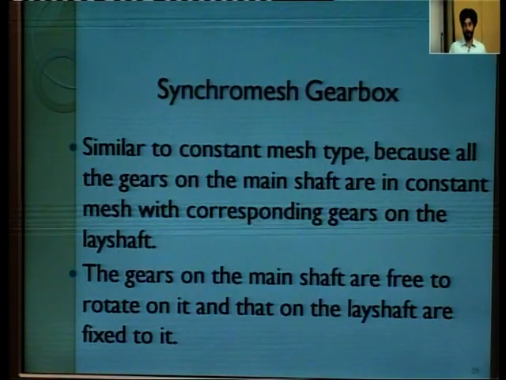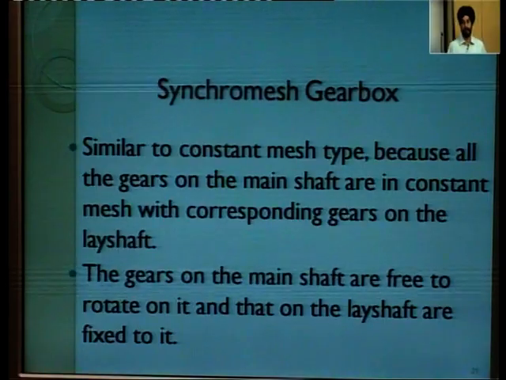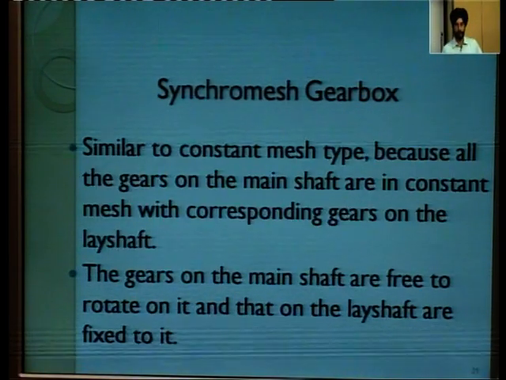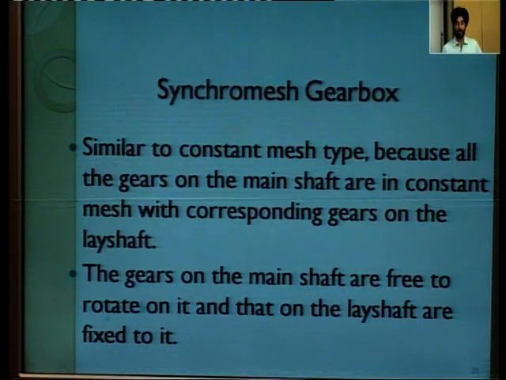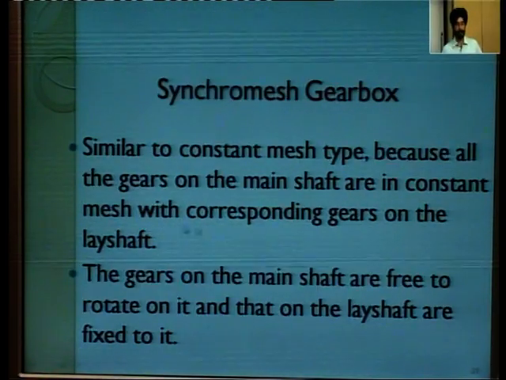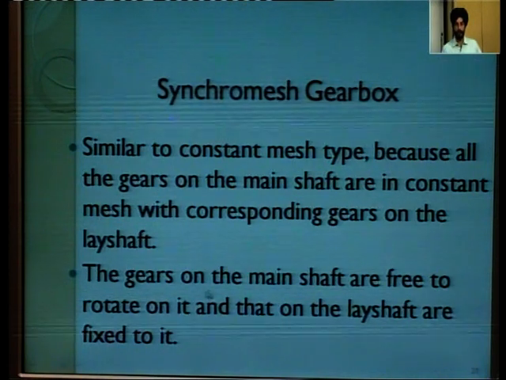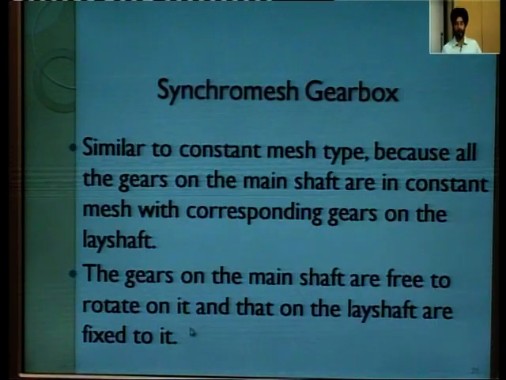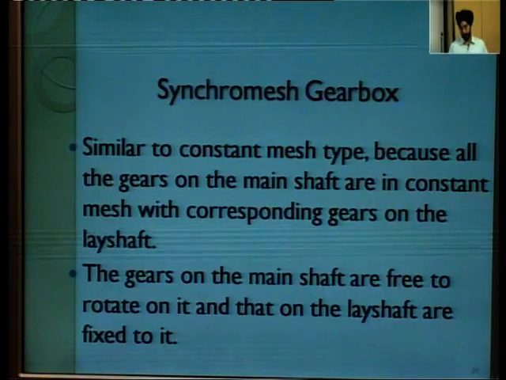Next is the synchromesh gearbox, which is quite improved in comparison to the sliding mesh and constant mesh type gearboxes. It is similar to the constant mesh type gearbox, because all the gears on the main shaft are in constant mesh with the corresponding gears on the lay shaft. The gears on the main shaft are free to rotate on it, and those on the lay shaft are fixed to it.